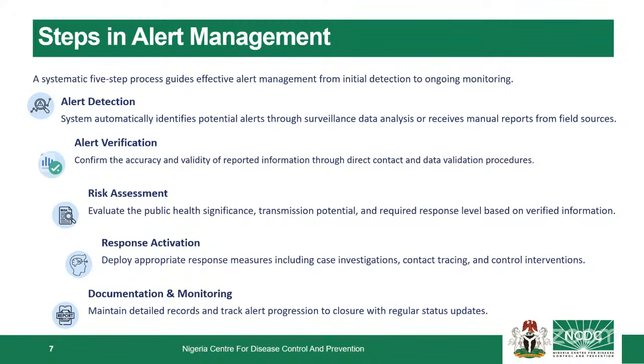They conduct a risk assessment, evaluating the public health significance of this alert, this event or outbreak. They look at the transmission potential and the required response level. They do all of this to assess the level of risk of this outbreak or alert, so that it can prompt them to respond and activate the response. So the next step is to activate the response.